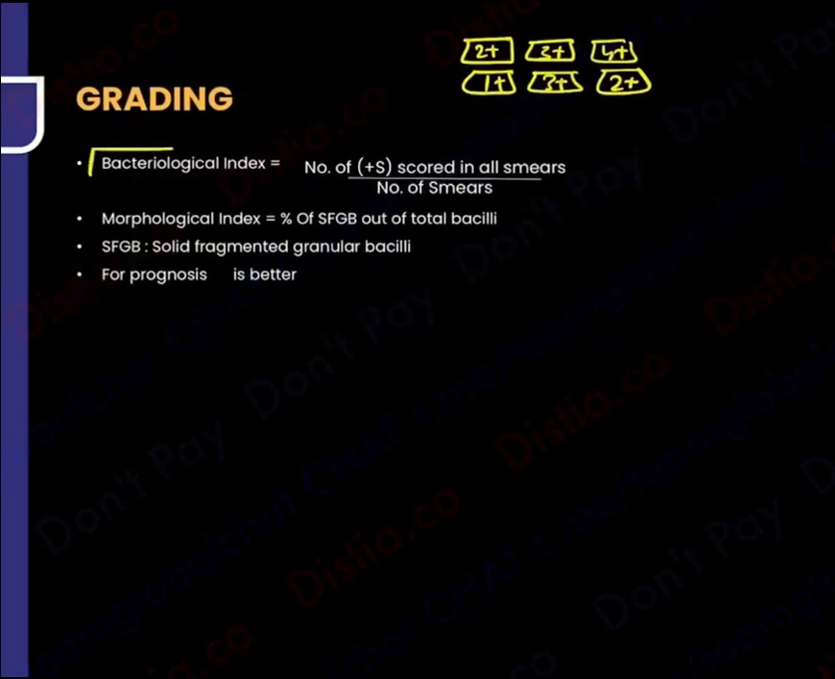Now I'll have to find out the average bacteriological index. So you add 2 plus 3 plus 4 plus 1 plus 3 plus 2 and divide it. The total is divided by the number of smears, that is 6 smears. However many smears you counted, you divide by that. That is going to give you the bacteriological index. It means you are counting the number of bacteria.